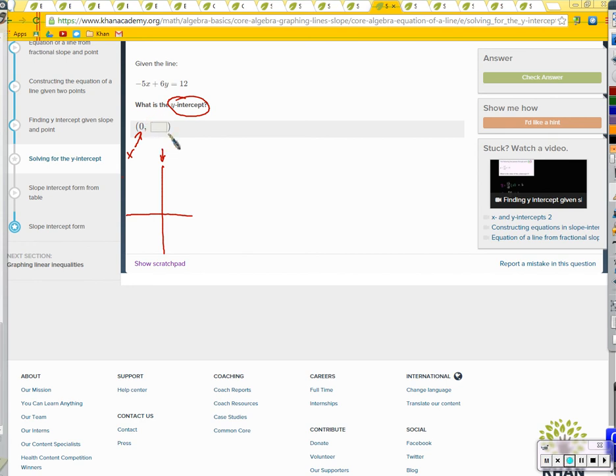We're going to get y by itself. Yes, we will do that. But just before that, just to make life a little easier, if x is 0, we'll just plug in 0 for x. 5 times 0 plus 6y equals 12. So now 6y equals 12 and y equals 2 if we divide by 6 on both sides. If you don't know the y-intercept, it's as easy as plugging in 0 for x.